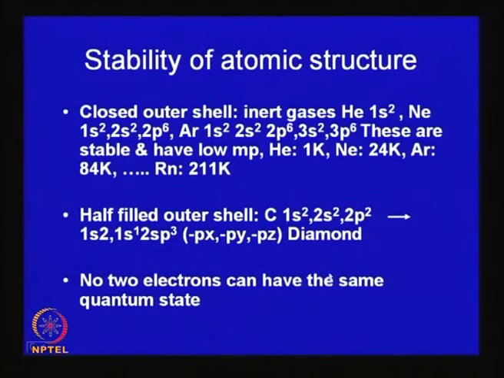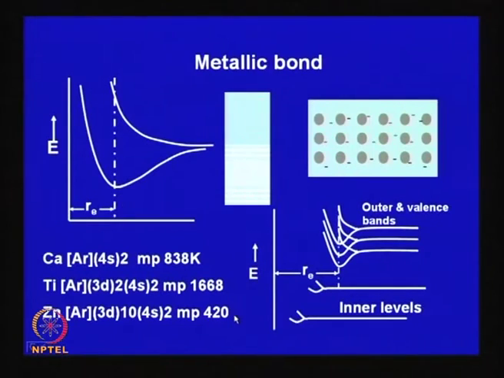Another important point which comes up when this atomic bonding takes place is Pauli's exclusion principle, that no 2 electrons can have the same quantum state. Now, with this background, let us look at how the metallic bond forms. When the atoms are isolated, they are far apart. In that case, this is the atomic structure, and the outer shell in metals usually has fewer electrons. They are far from being closed.